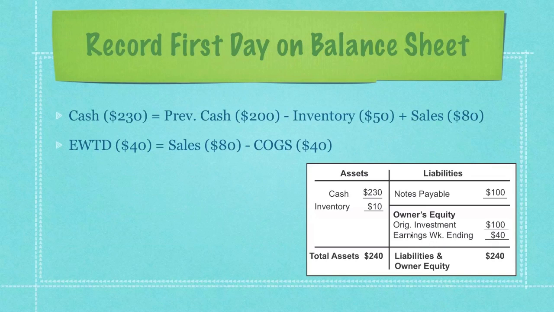How I was able to calculate this is to take the total number of sales minus the cost of goods sold, which is $40, to get a final earnings week ending of $40. And if you add both of these sides up, you come to the same number, being $240.